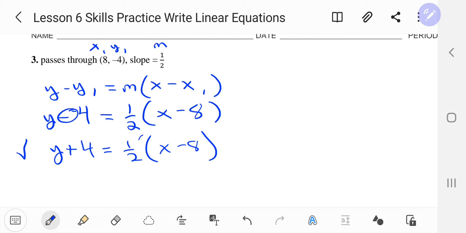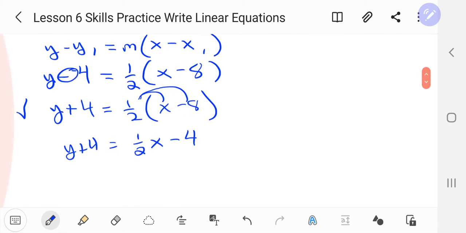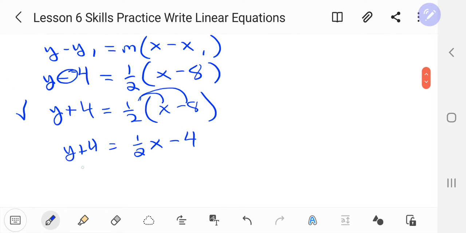Now to get it into slope intercept form, we got to get rid of the parentheses by distributing. That's 1/2 x minus, what's half of 8? Half of 8 is 4. And we have y plus 4 still on that side. And then we're going to subtract the 4, and we get y equals 1/2 x minus 8.